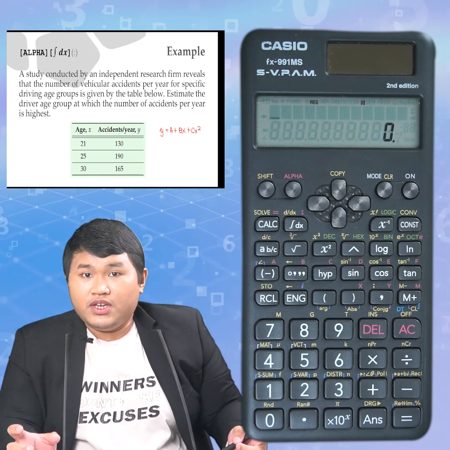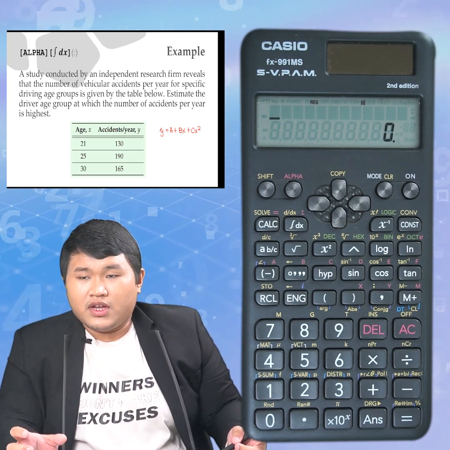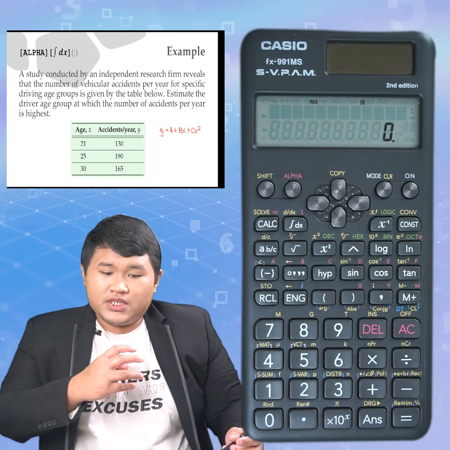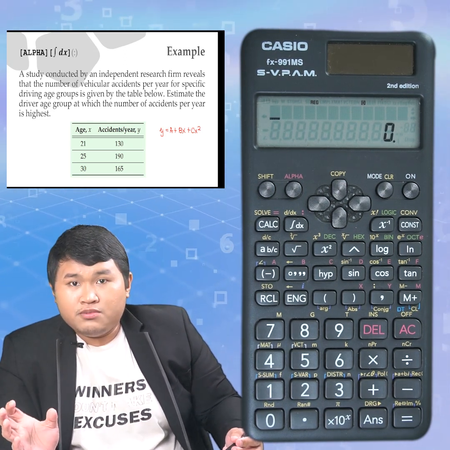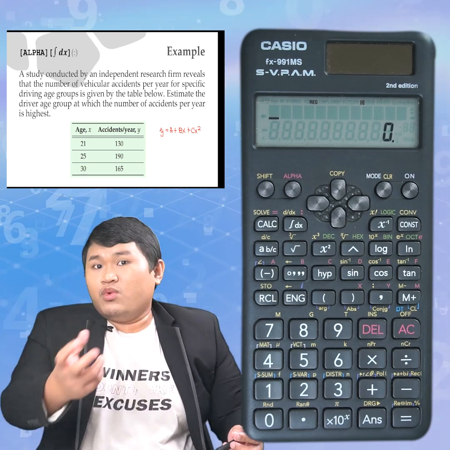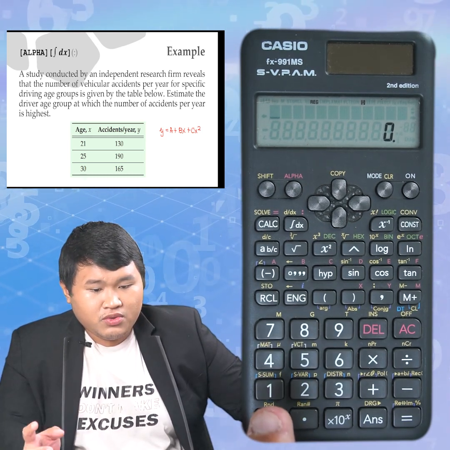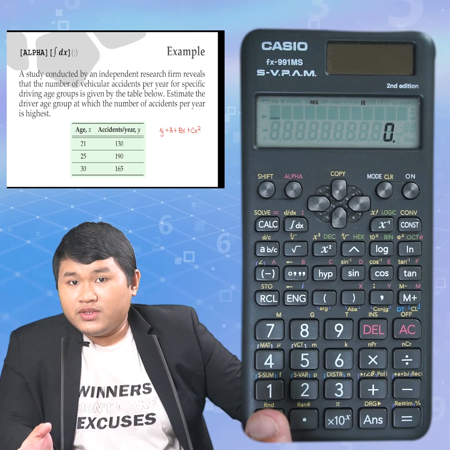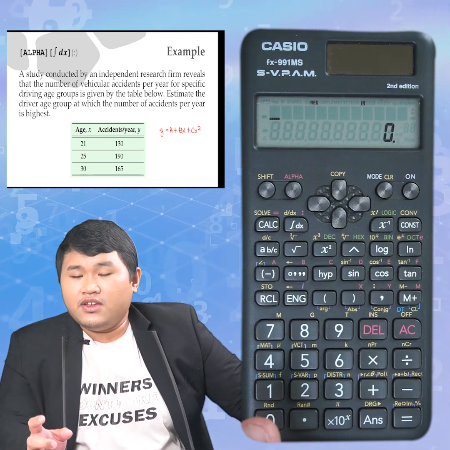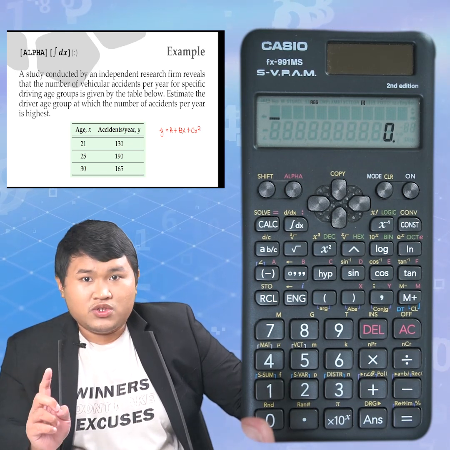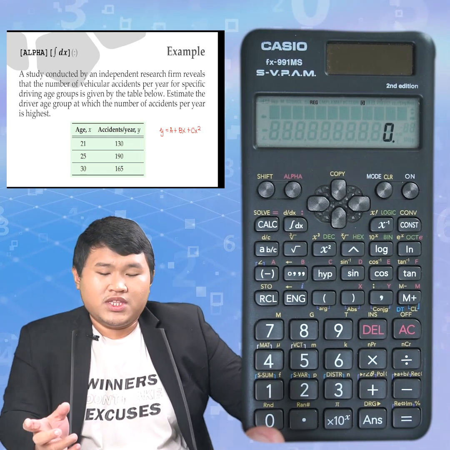Next step is to input the data values. Unlike SD mode, which is only one value and then frequency, here we will input two values, X and Y. First, let's input 21 X and then 130 Y. Because the value of N or the frequency is not given in this data, we will assume it's 1. So no need to input the frequency.